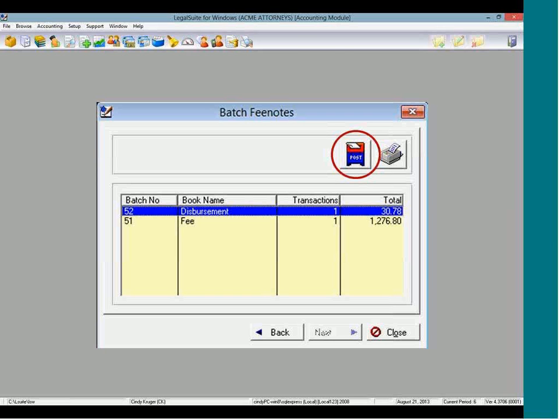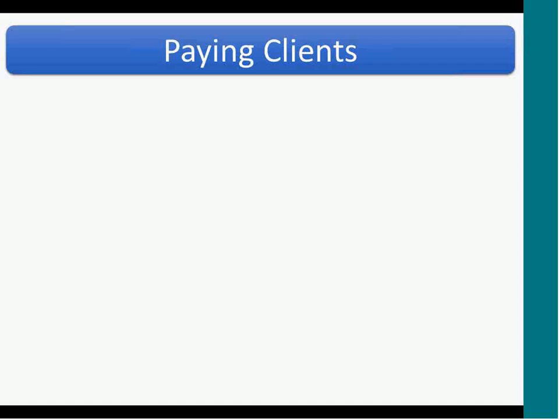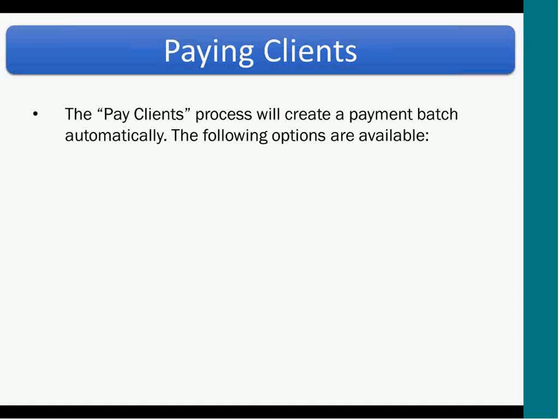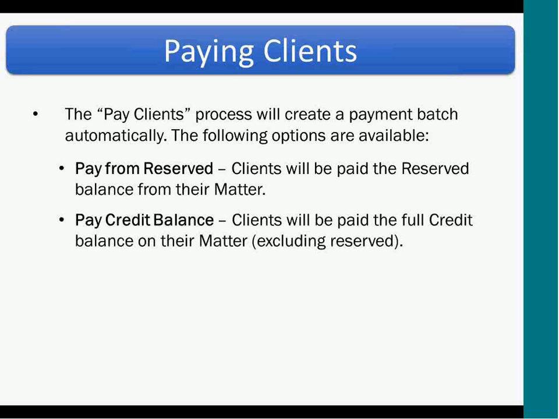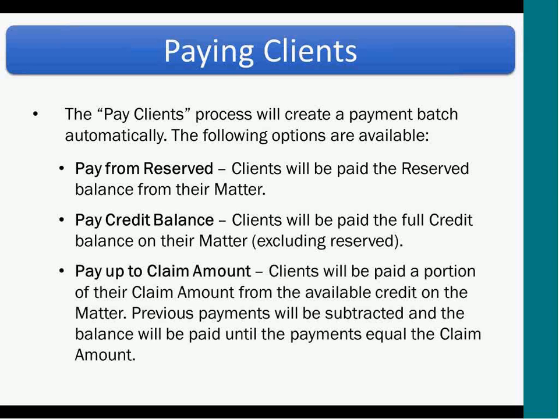Paying clients. The pay clients process will create the payment batch automatically. The following options are available. You can pay from reserved, so clients will be paid the reserved balance from their matter. Pay credit balance. Clients can be paid the full credit balance on their matter, excluding the reserve. Or you can pay up to claim amount. Clients will be paid a portion of their claim amount from the available credit on the matter. Previous payments will be subtracted and the balance will be paid until the payments equal the claim amount.